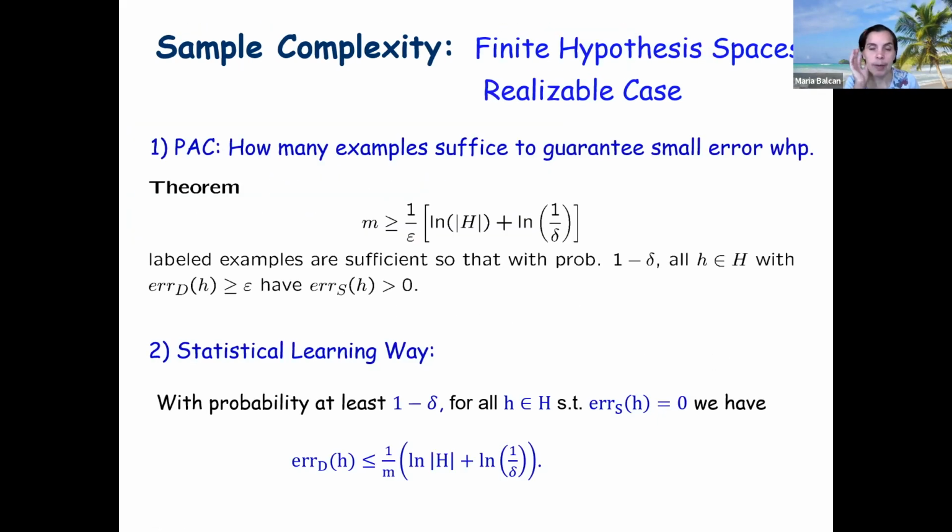One thing to remember from the first bound is that in the PAC way of writing it, the dependence in the realizable case is linear in 1 over epsilon. And in the statistical learning way of writing the bound, the upper bound on the true error rate again quickly decreases, and the functional dependence on m is like 1 over m, so it's linear in 1 over m.